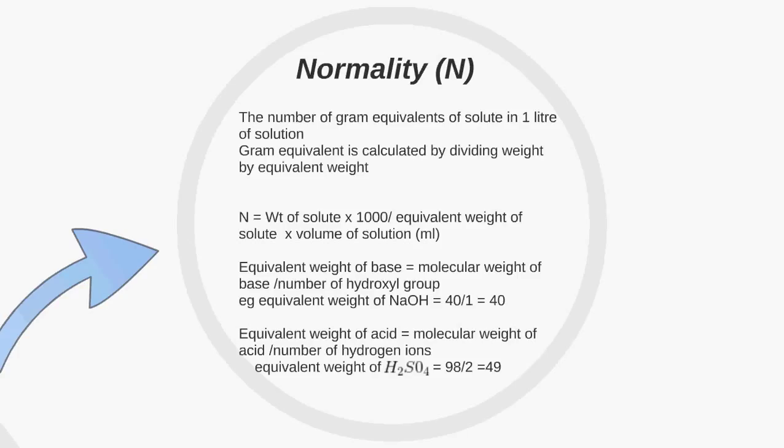Now, how do you calculate equivalent weight? For example, for a base, you divide the molecular weight of the base by the number of hydroxyl groups. Example, in NaOH, you divide the molecular weight of NaOH by 1 because it has one OH group. If it was an acid, the equivalent weight of the acid is calculated by dividing the molecular weight of the acid by the number of hydrogen ions. Example, in sulfuric acid, there are 2 H plus ions, so the molecular weight of sulfuric acid is divided by 2.